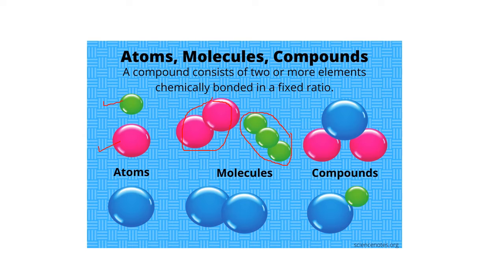Now, when different types of atoms combine with each other, they form compounds. Like in the next one, if you see here, this was an atom, this is a molecule, whereas a compound is made up of two or more different types of atoms. Okay, so once this is clear to you, it becomes very easy for us to understand what elements are.